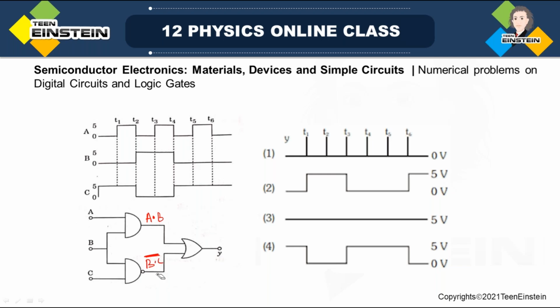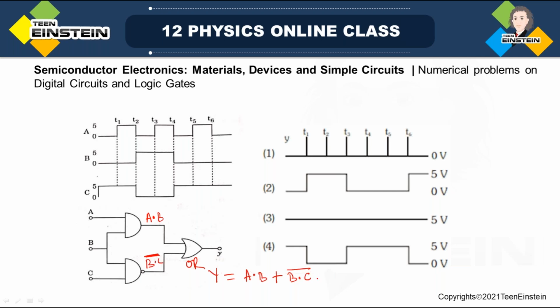So we have got two inputs for this AND and OR gate here. This is the OR gate. So let me write then what is Y. Y will be A and B, or B and C whole bar.